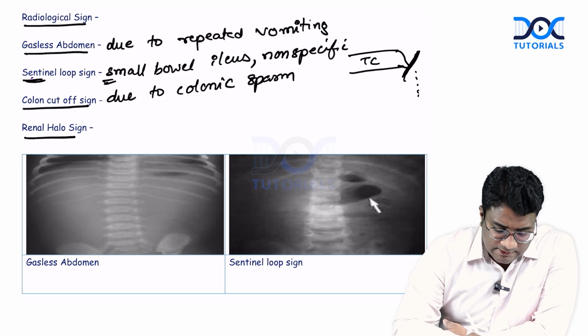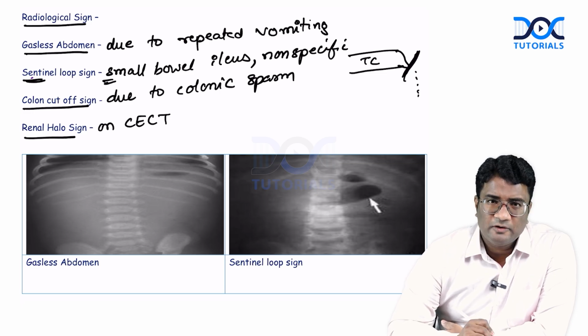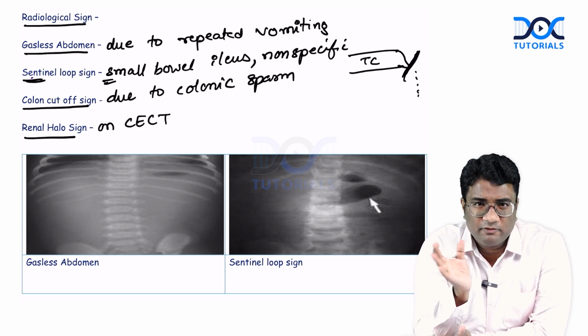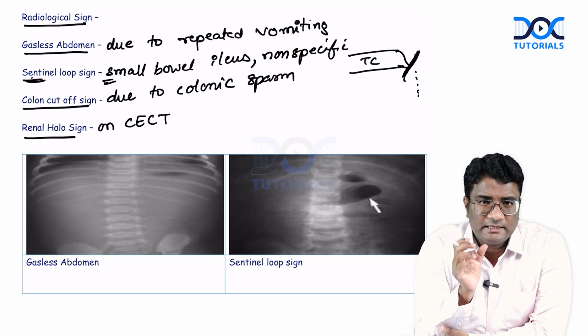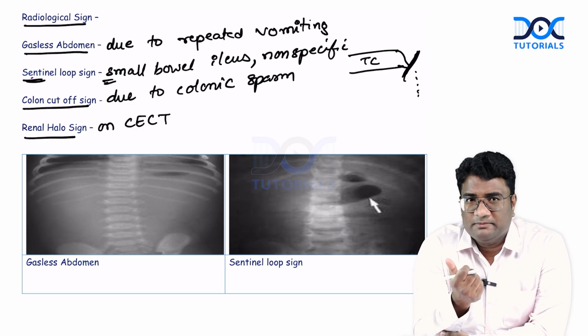Renal halo sign, this is seen on CECT, where we see the fluid collections around both the kidneys. There is a halo around both the kidneys because of the peripancreatic fluid seeping around both the kidneys. That is called as the renal halo sign. This is seen on CECT. Let me explain you with the images.